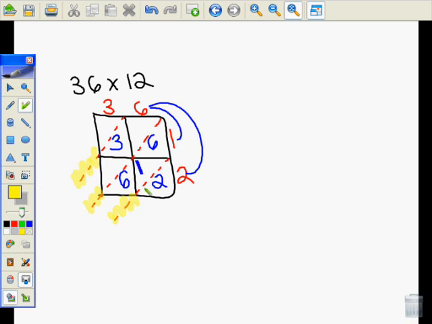I'm going to go ahead and highlight in the order I need to show you which columns to add first. So the only thing in this column is 2. Move on to my next column. 6 plus 6 is 12, plus 1 more makes 13. So my 3 is here. Carry my 1. 3 plus 1 is 4. So 36 times 12 equals 432.